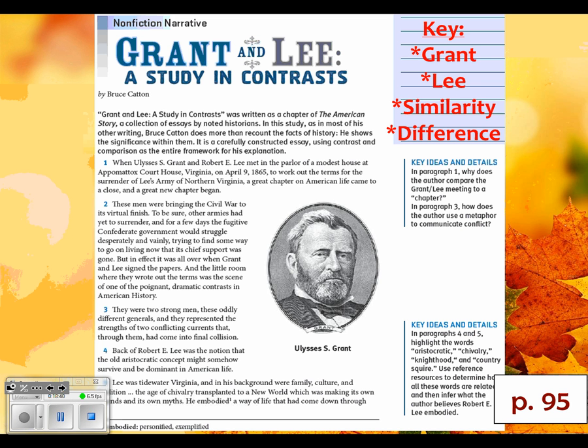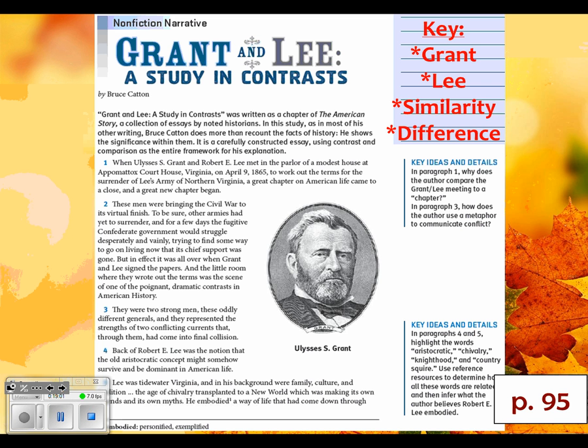Each one of the paragraphs in this piece is focusing on an element. So one paragraph might focus solely on introducing Grant and Lee. Maybe one paragraph is talking about differences of Grant. Maybe another paragraph is just the similarities of both men.